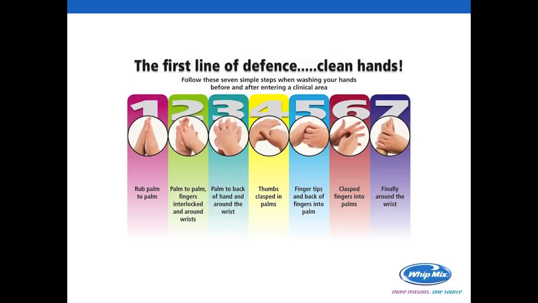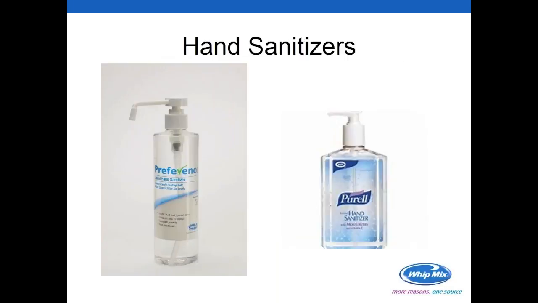So this is a great little slide. This tells you exactly how you should be washing your hands in 7 simple steps. Palm to palm, palm to fingers, palm to back of hand, thumbs, clasp, fingertips, okay? It tells you exactly how you should do it. And if you're not doing it that way, then you're not getting everything clean, and you should be. Doesn't take that much time. This is the first line of defense in any kind of blood-borne pathogen safety.